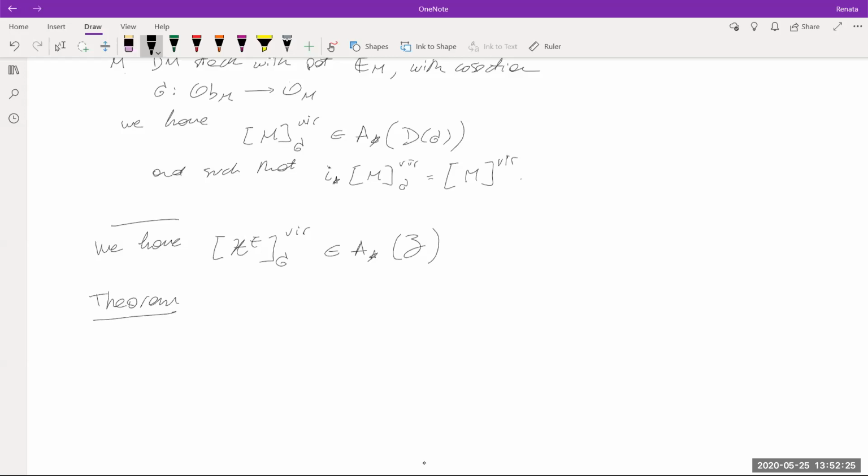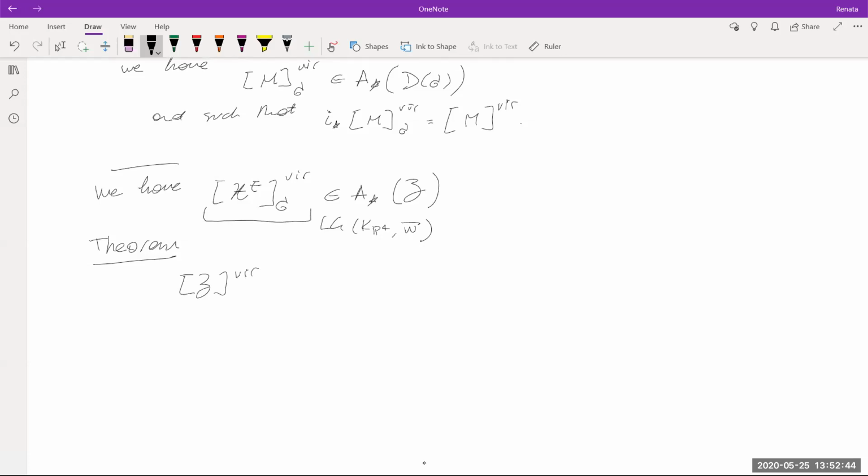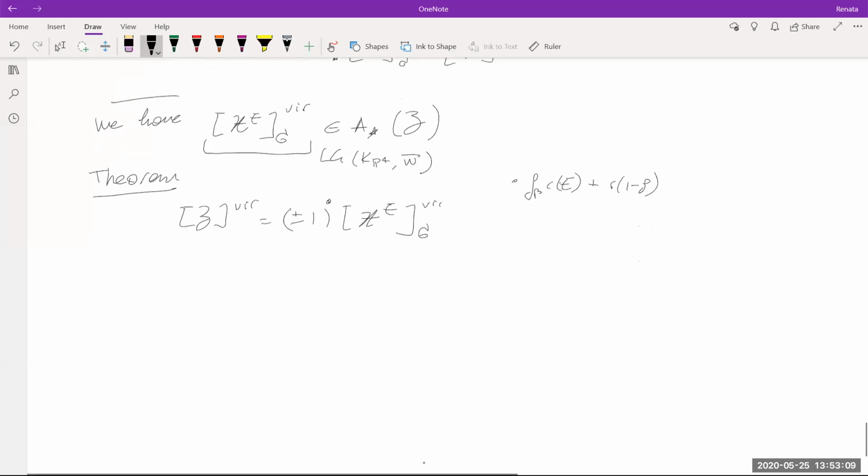And the main theorem, so this class here is, as called before, the Landau-Ginzburg model of P4 with the superpotential W. The main theorem is that the usual virtual fundamental class of stable maps to Z is equal, up to a sign, to this localized virtual fundamental class. And the sign is just the degree of the vector bundle over X plus r times 1 minus g, which comes from Riemann-Roch.